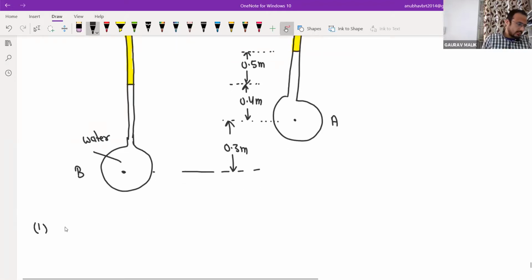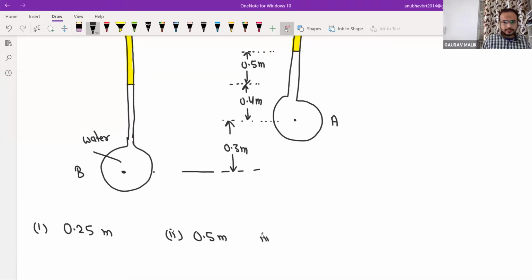Sorry, we have options: 0.25 meter, and I need the correct answer from each and every student. 0.5 meter, 0.85 meter, and none of these. Solve it.